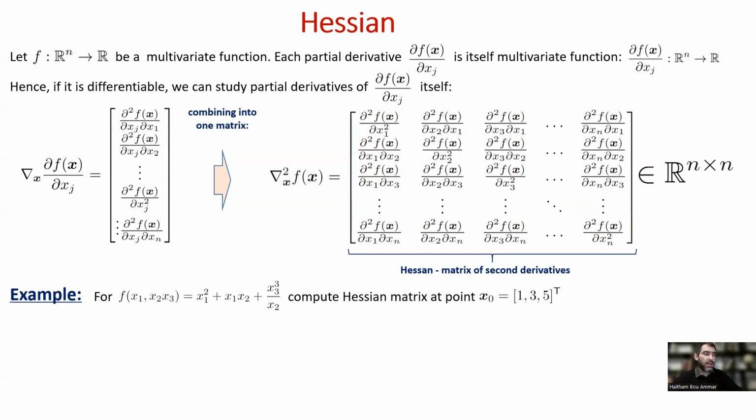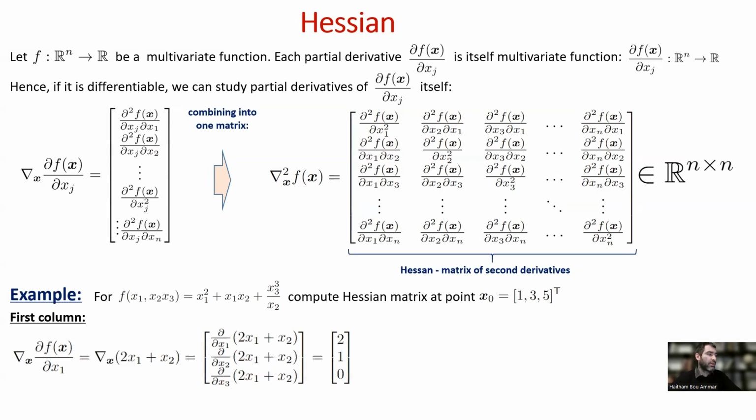Let us consider this quick example, how we compute the Hessian of the already familiar function that we discussed previously in our gradient slides, at exactly the same point, x0, which is 1, 3, and 5. So remember that following the definition, the first column of Hessian will be the gradient of the first partial derivative, df over dx1. And from the previous lecture, we know that for this specific function, this first partial derivative is equal to 2x1 plus x2. So now we take a gradient of this 2x1 plus x2.